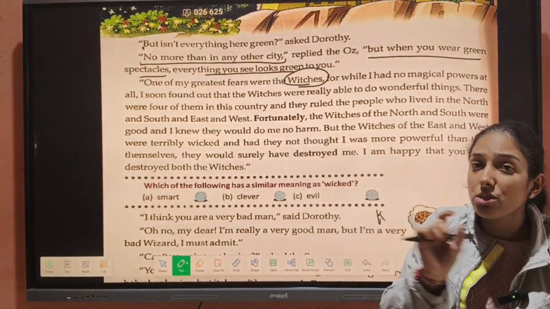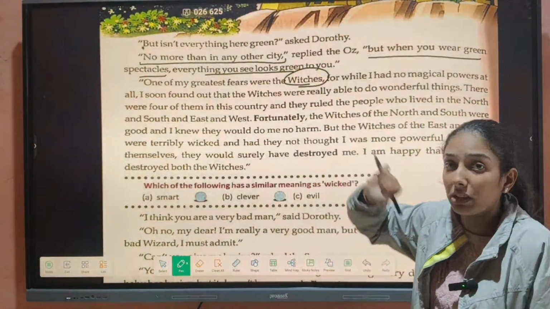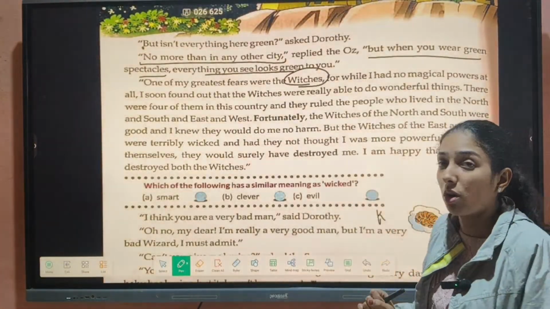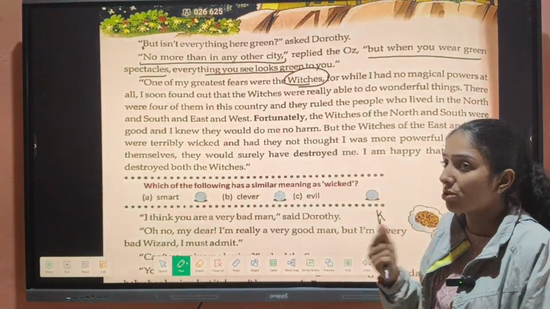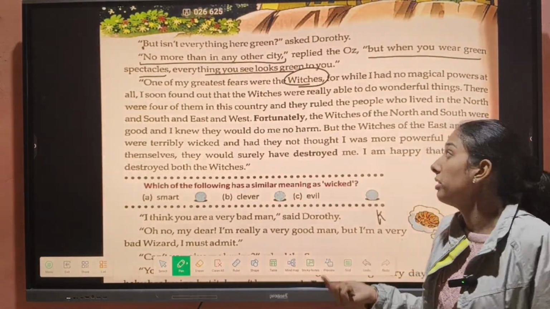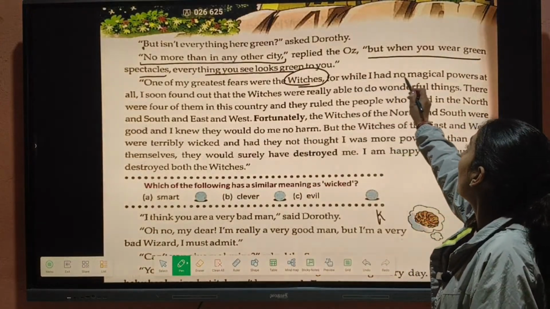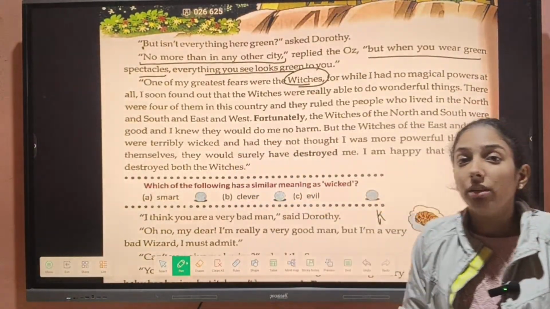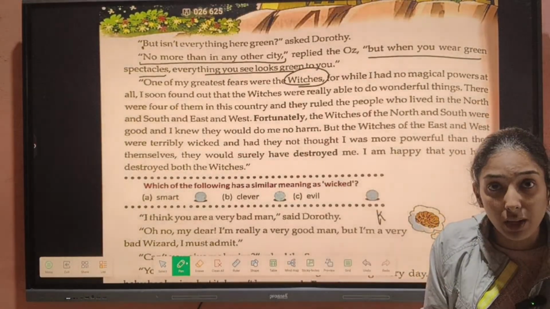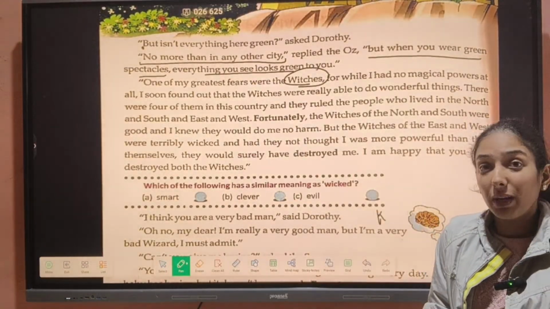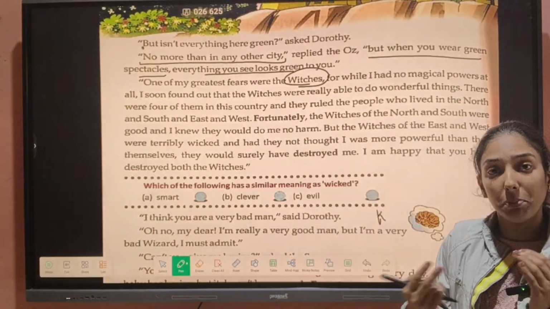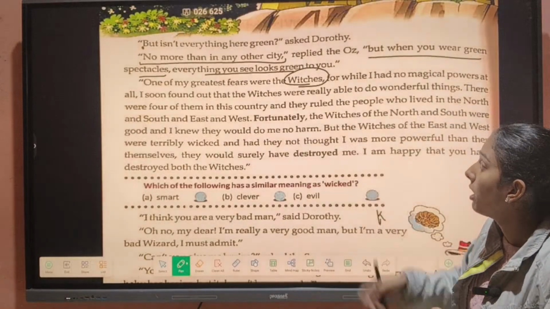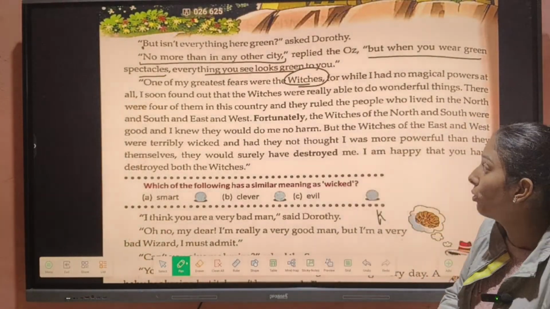"One of my greatest fears were the witches." Now, what was the greatest fear of Oz? They were the witches. Women who have magical powers are called witches, and the masculine of it will be wizard. "For while I had no magical powers at all," he was not having any kind of magical power. He was a balloonist. But the people of the Emerald City thought that he is a wizard. His greatest fear was witches.